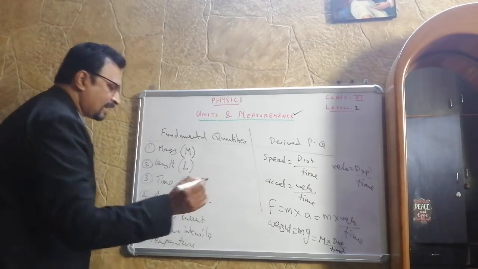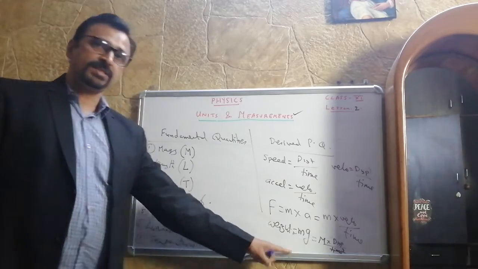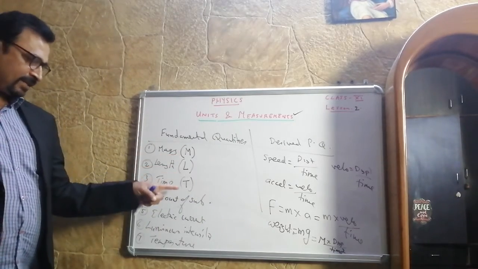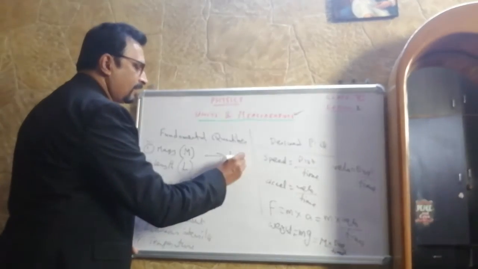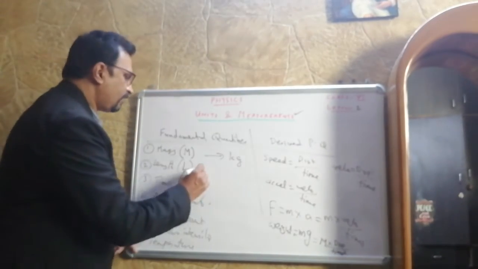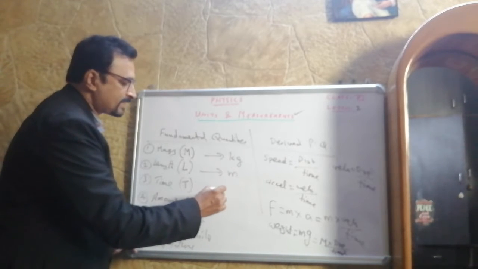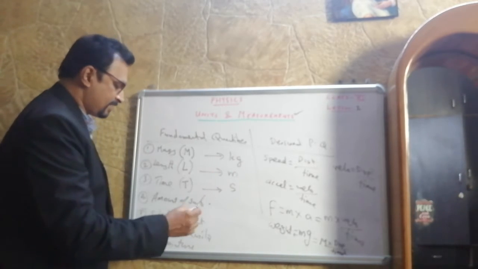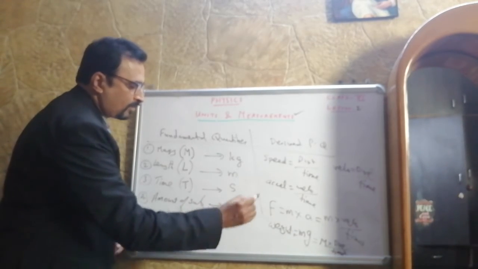In class 11, basically you are dealing with derived quantities which contain mass, length as well as time. Now, what is the unit of mass? You know, the unit of mass is kilogram. And what is the unit of length? Meter. And what is the standard unit of time? Seconds. And for amount of substance, the unit is mole.